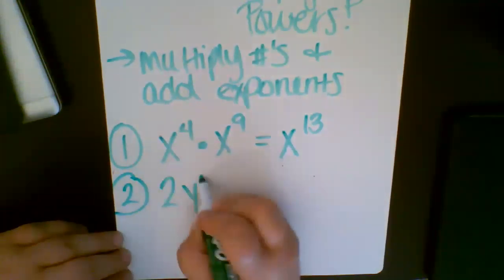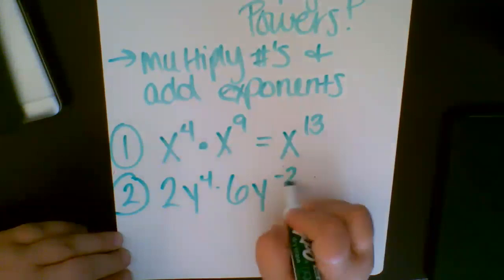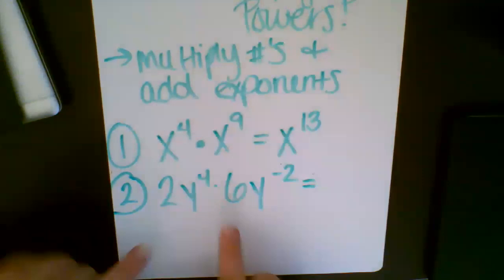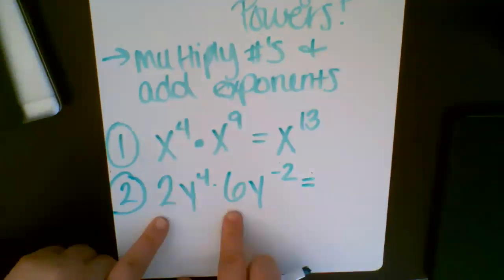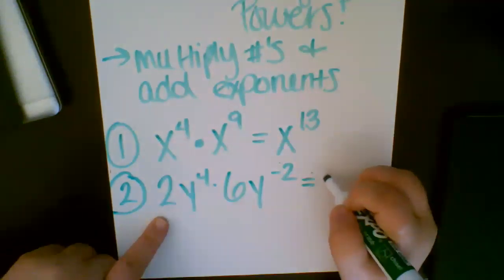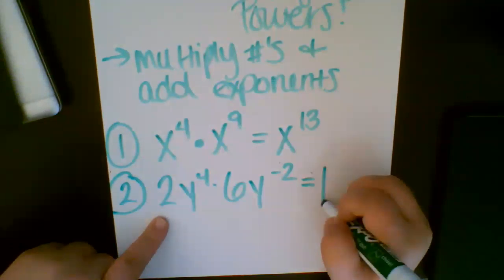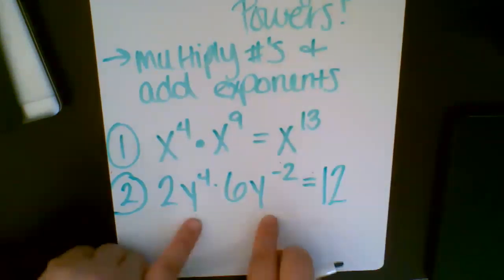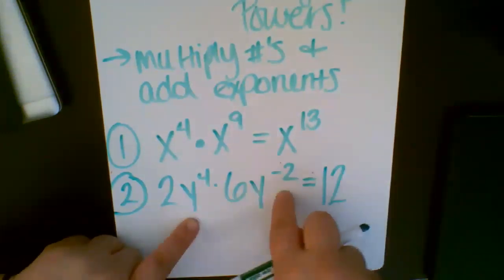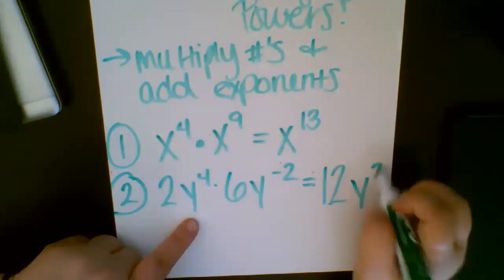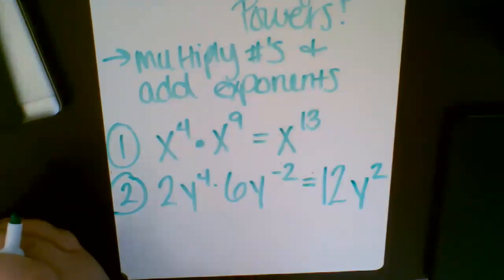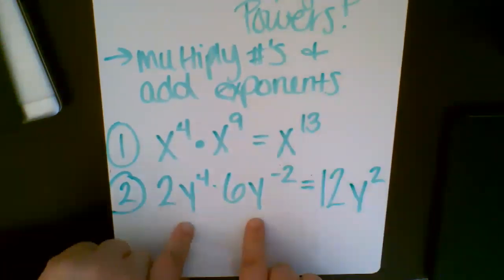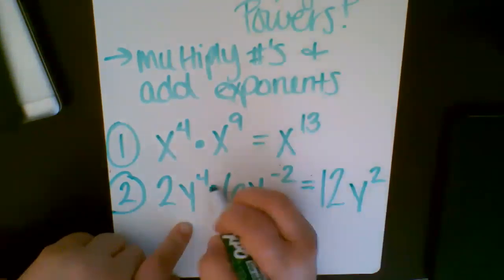Let's say we have 2y to the 4th times 6y to the negative 2nd. Multiply the numbers, add the exponents. So multiply the numbers. We have numbers this time. What's 2 times 6? 12. Multiply the numbers. Add the exponents. So 4 plus negative 2. That's 4 minus 2. So y squared. That's a good example where we're multiplying the numbers to get 12, adding the exponents to get 2. And again, product rule, given the times sign in the middle.